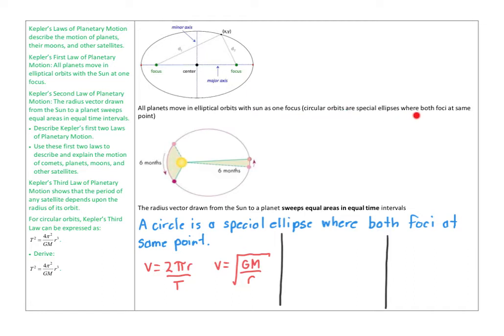Circular orbits are special ellipses where both foci are at the same point. Sorry, I'll come back to that. I actually wrote that again later. I didn't realise I typed that.